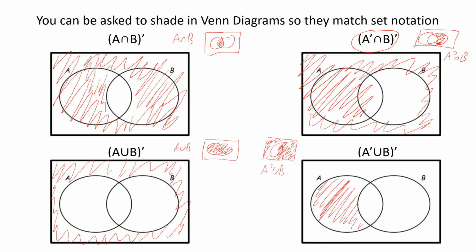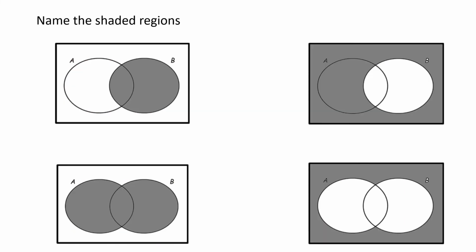Now, if that's a bit confusing, it might be worth going over them again. But you've basically seen all of the questions they can ask you with regard to shading the diagrams. Now they can ask you this the other way round. I've only done a few examples here. Again, pause, have a go, and then see if what you've got matches what I've got.